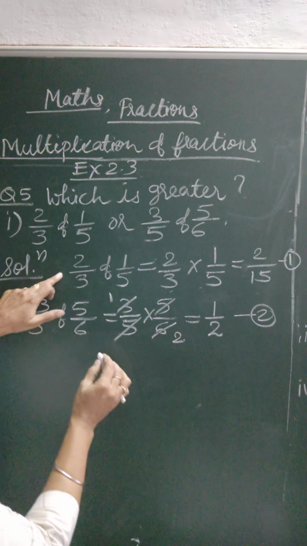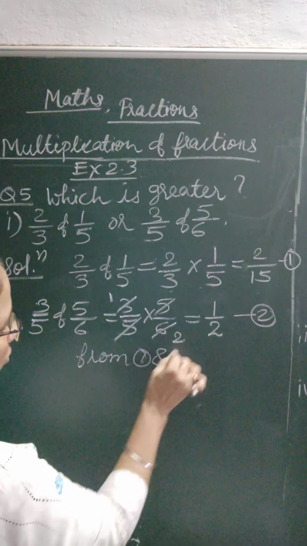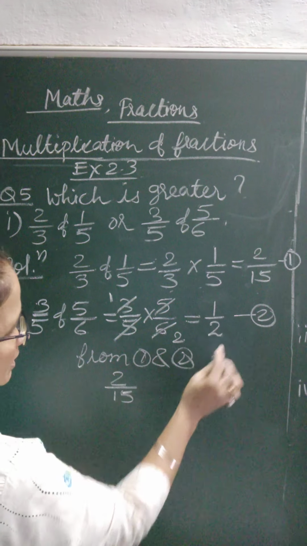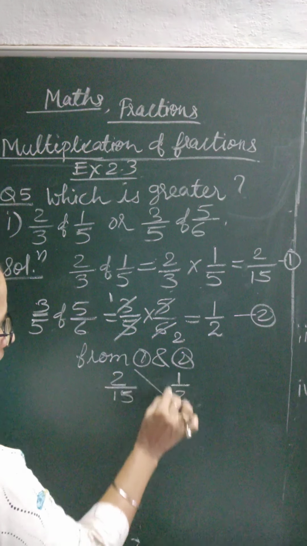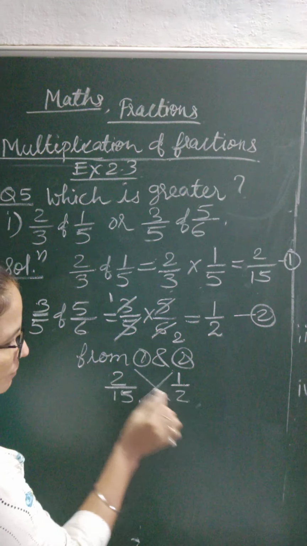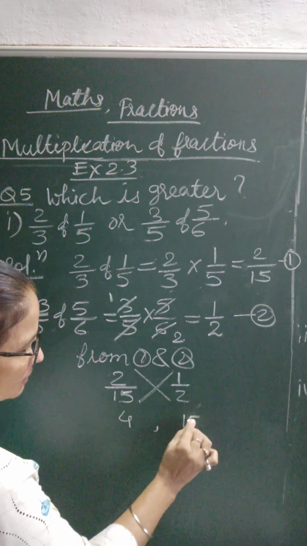Here, from 1 and 2 you can see, in this way you can also write from 1 and 2. Your first is 2 by 15 and your second is 1 by 2. Let's use cross multiplication. Always start with this one. 2 into 2 is what? 4. 15 ones are 15.